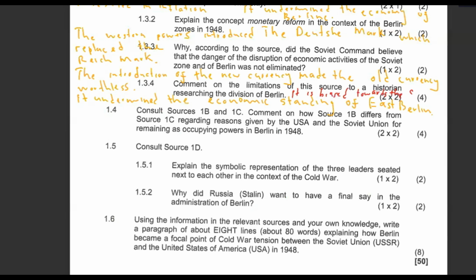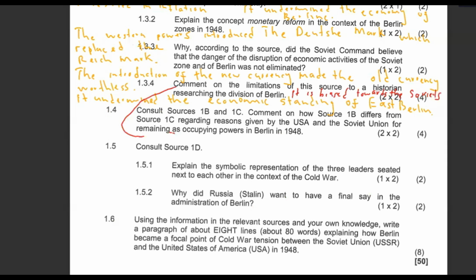It is biased towards the Soviets. That is the suggested answer. Then that is only one. So if you write one answer, you only get 1 mark. So what we can do, you can suggest another answer. It is biased towards the Soviets.